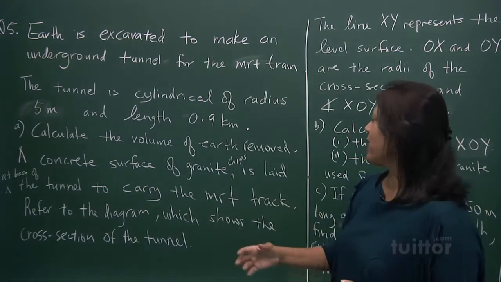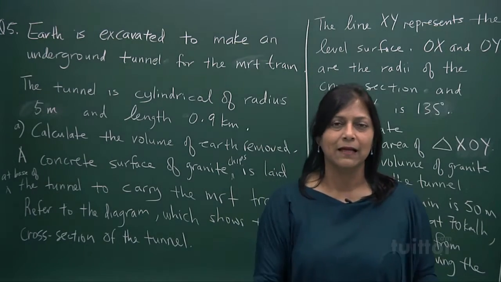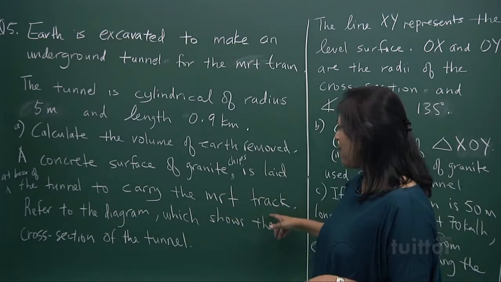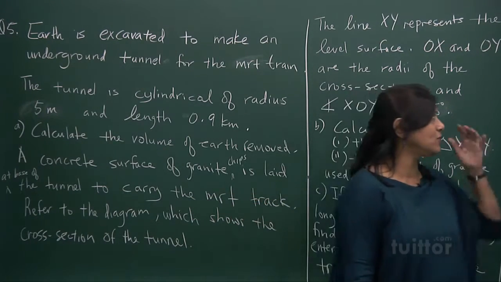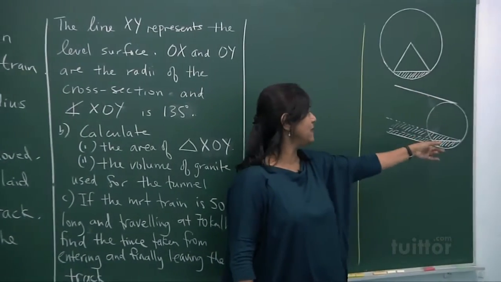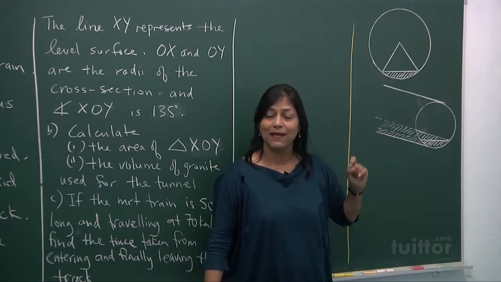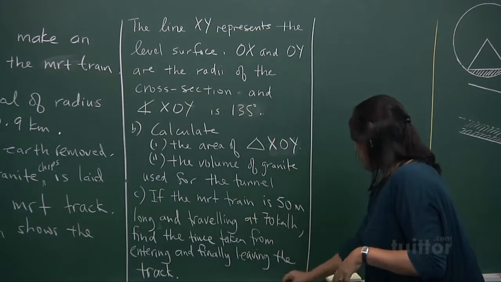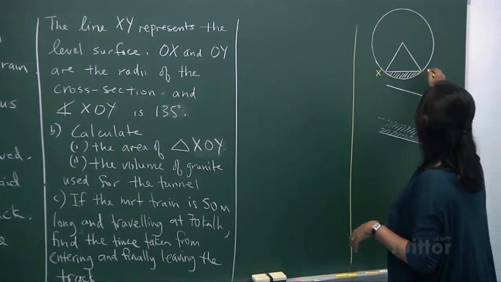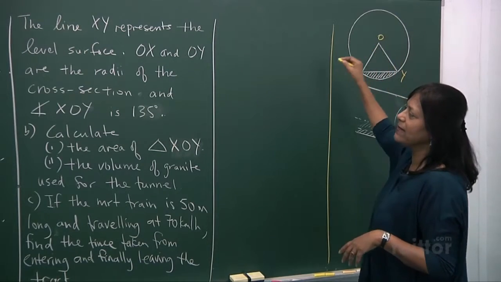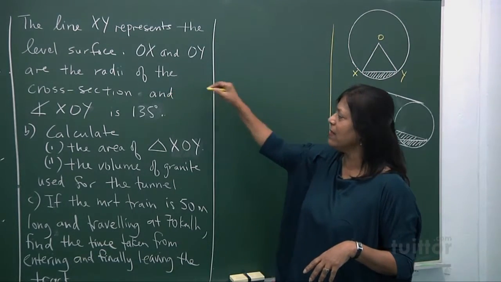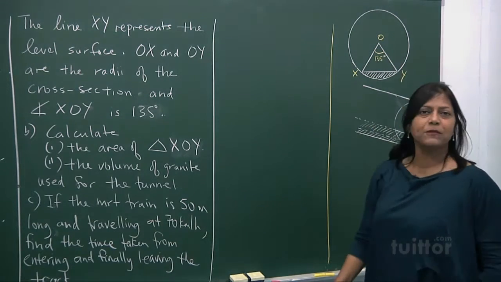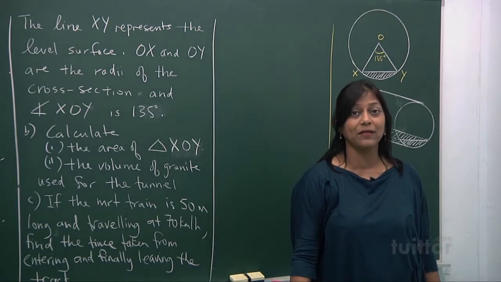They said the base of the tunnel is laid with concrete chips at the base of the tunnel to carry the MRT track. They ask you to refer to the diagram. This is the base, the granite chips. And the line XY, and that's O. They're the radius of this tunnel, of the cross section. And angle XOY, I'm afraid it looks like an acute angle, but it's actually an obtuse angle, 135 degrees.